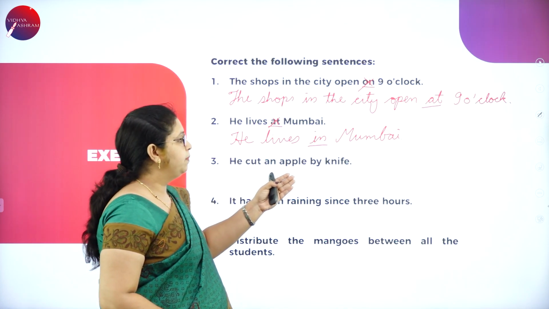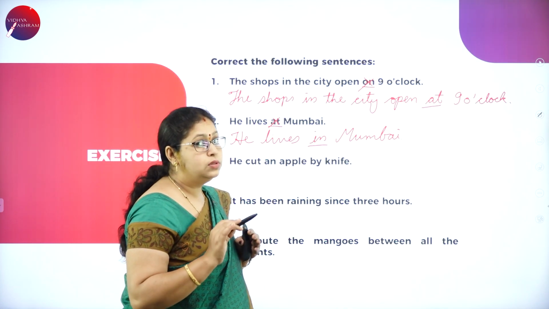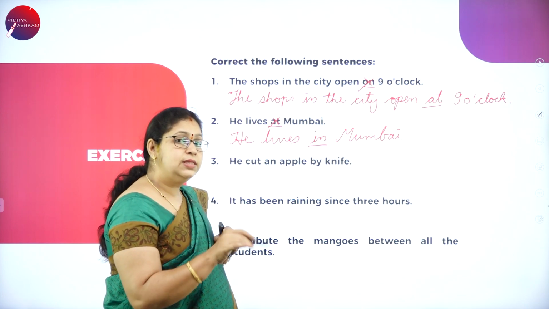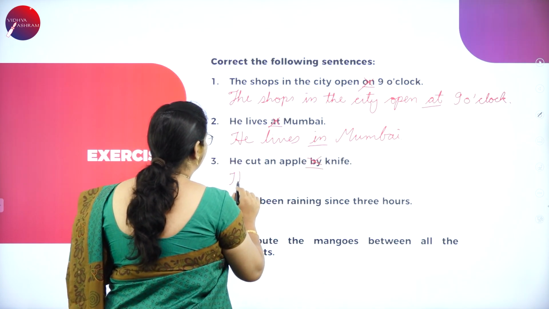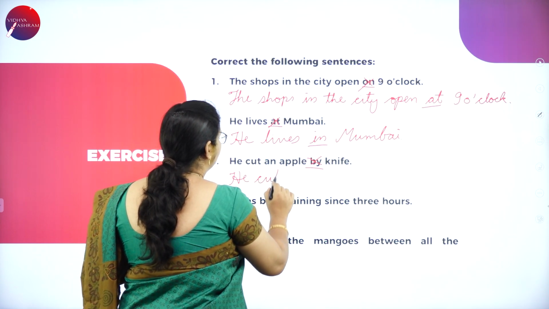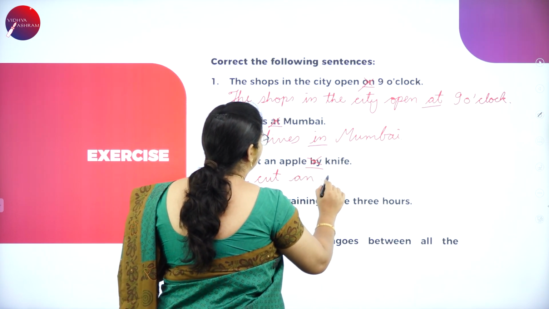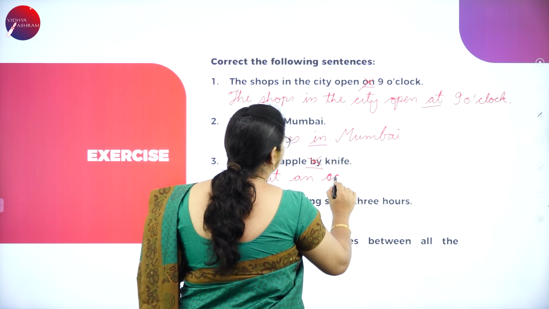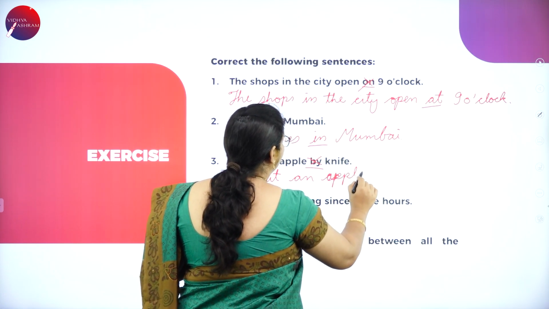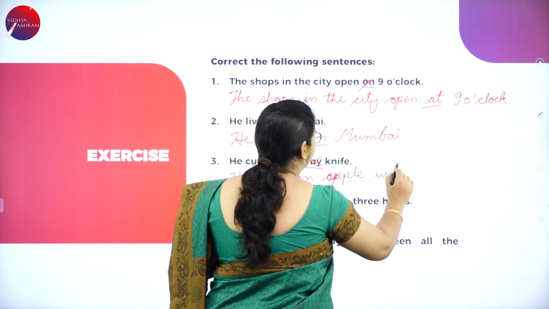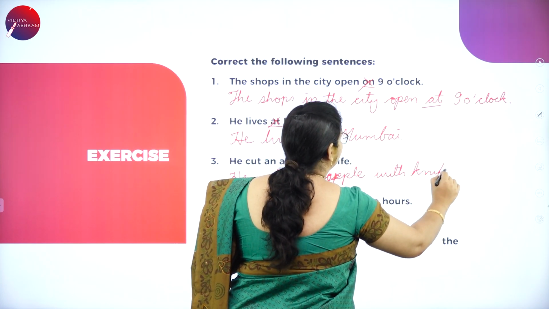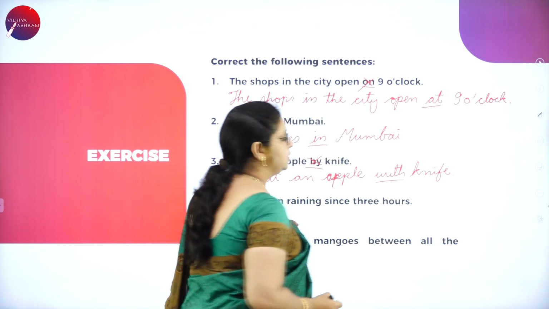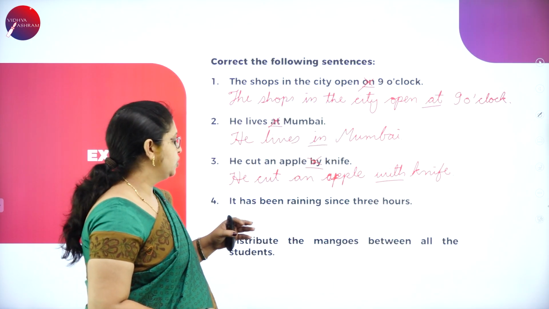He cut an apple by knife. No, that is not by knife, with knife. So, this is the wrong usage. He cut an apple with knife. With is the correct preposition.